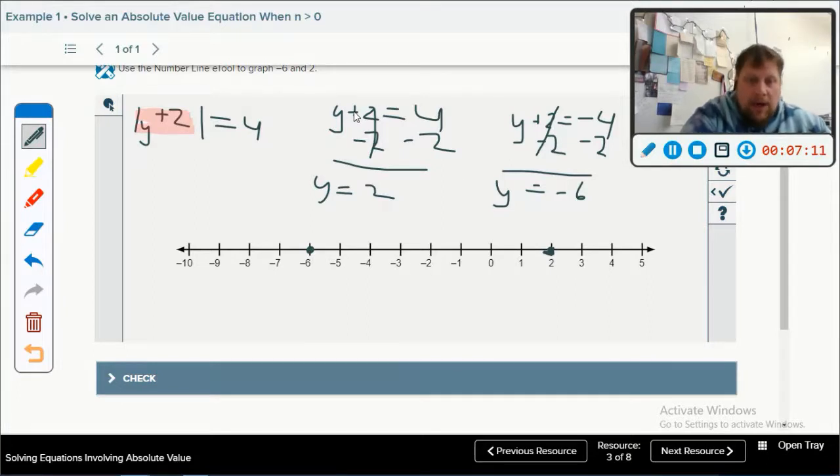And what makes that possible? Well, let's find out. I'm going to plug it back in here. Instead of y, let's put it in. I'm going to have 2 plus 2, absolute value of that equals 4. What's 2 plus 2? It's 4.